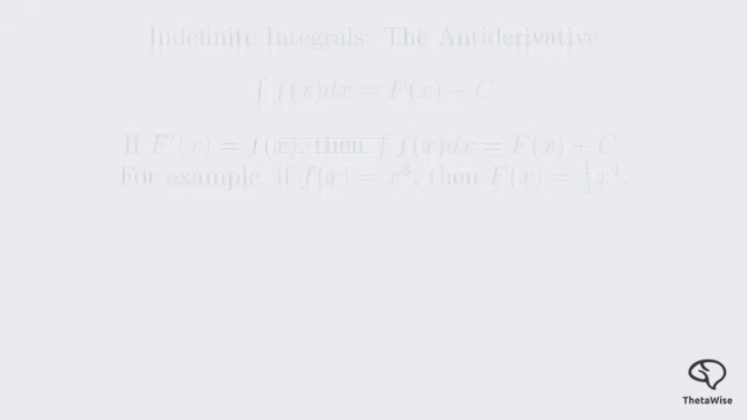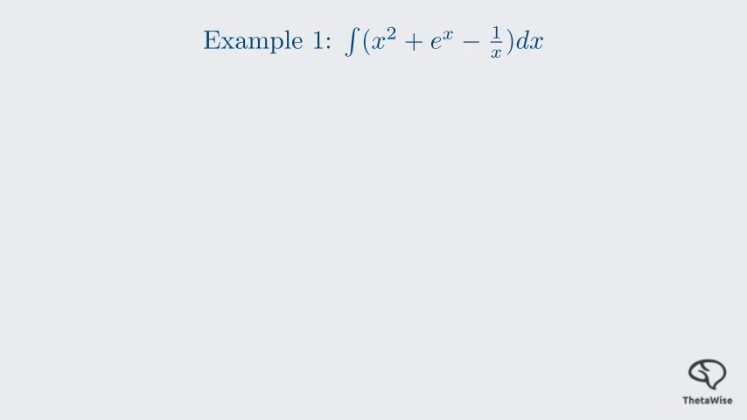derivative. Our first example is to find the integral of x squared plus e to the x minus 1 over x. Integration is linear, just like differentiation, so we can integrate each term separately. The integral of x squared is 1/3 x cubed. The integral of e to the x is e to the x. The integral of 1 over x is the natural log of the absolute value of x. So our answer is 1/3 x cubed plus e to the x minus the natural log of the absolute value of x, plus our constant C. This single function represents an entire family of antiderivatives.